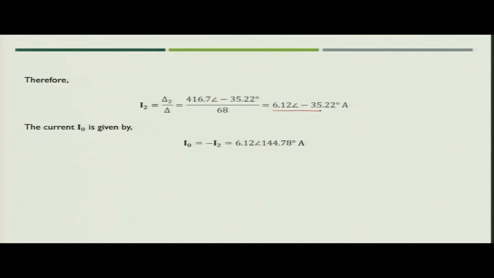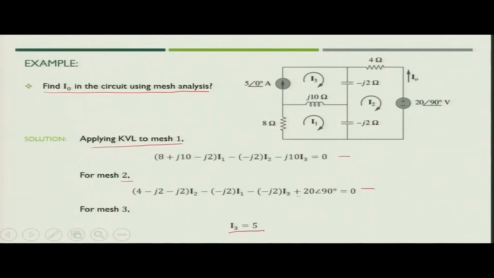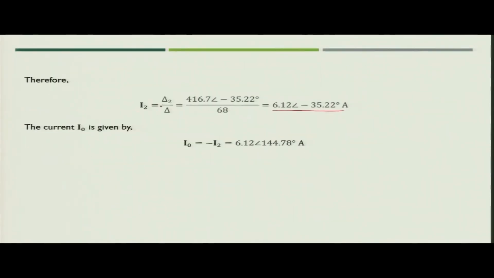You get the value of current I2 as 6.12 angle minus 35.22 degree ampere. Now, in the question we need to find out the value of current I naught. So, what is I naught? I naught is nothing but minus of I2, and we have calculated the value of I2.